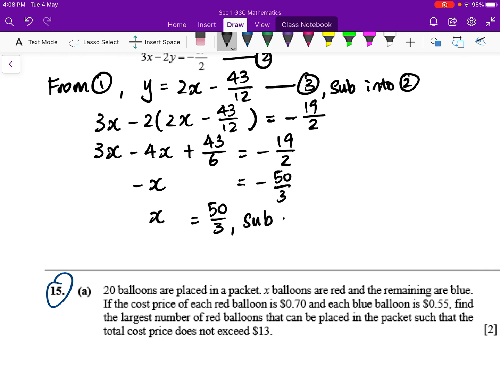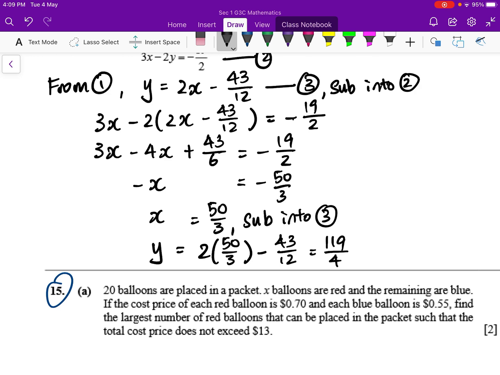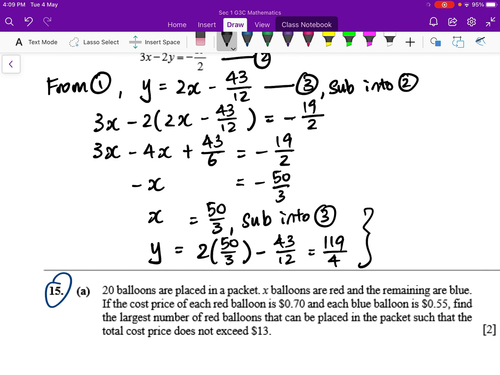Immediately sub into equation number 3 back here. So we get a y value of 2 times of 50 over 3 minus 43 over 12, which gives me 119 over 4. So x is 50 over 3, y is 119 over 4.